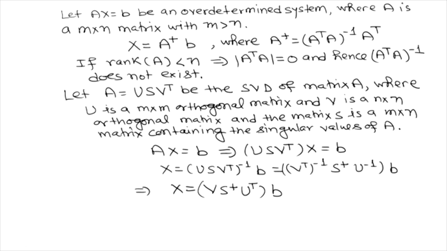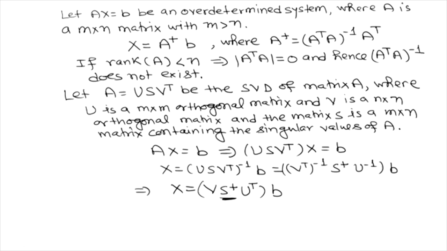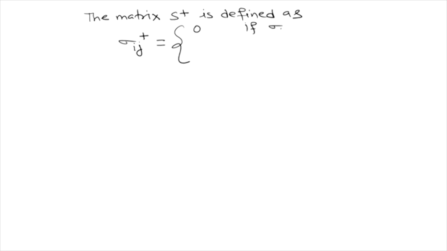Now, you can easily write V and U transpose, because you already have them in the singular value decomposition of A. The question arises how to calculate this S plus. The matrix S plus is defined as follows: if sigma ij are the entries of S, then the entries of S plus are defined as sigma ij plus, which equals 0 if sigma ij equals 0, and equals 1 upon sigma ij if sigma ij is non-zero.